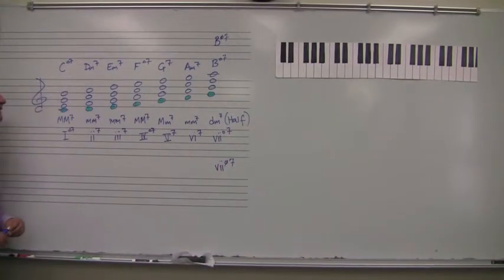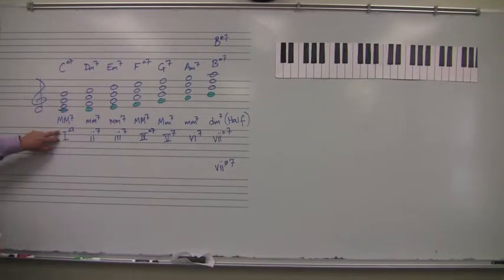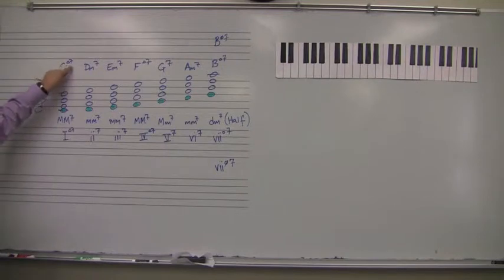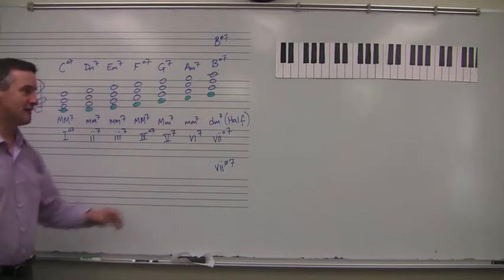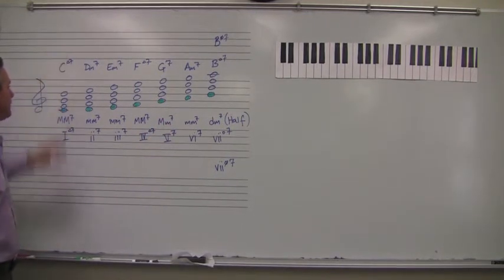Starting here at the beginning, the first scale degree creates a major, major 7 chord: C, E, G, B. That creates a major, major 7 chord. The chord notation for that is C to tell you about the triad, and a triangle 7 to refer to the major 7. So we have a major triad with a major 7.